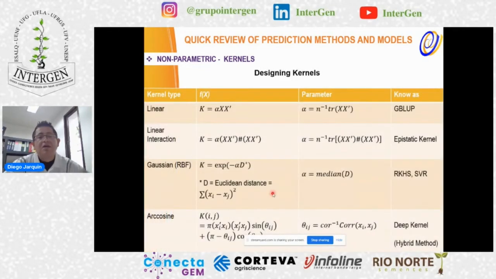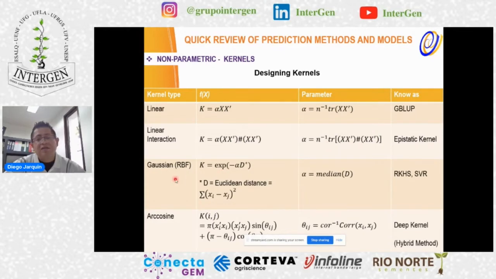So here we have the different types of kernels that we might find in the implementations. We have linear kernels. The covariance that we are considering in this case is alpha times X X prime, and the parameter to optimize is alpha, using the trace of this divided by n. This model is known as GBLUP. We have a similar parameterization for finding the epistatic kernel. I just use the Hadamard product between these two matrices. So we already discovered this, and this is the way we find the parameter we are interested in.